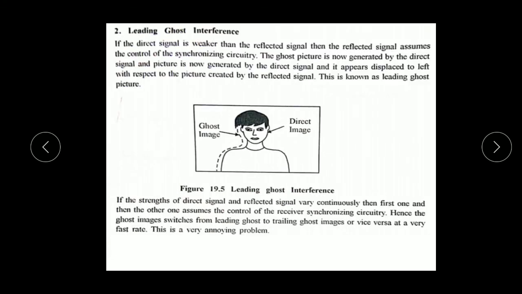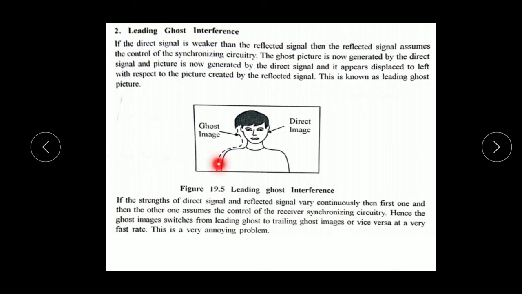Similarly, for the second case, leading ghost interference. In that case, the direct signal is weak compared to the reflected signal. If the direct signal is weaker than the reflected signal, then the reflected signal assumes the control of the synchronizing circuitry. In the previous trailing case, the direct signal is assumed as the synchronizing circuitry. But in this case, the reflected signal is assumed as the synchronizing circuitry. The ghost picture is now generated by the direct signal, and it appears displayed to the left with respect to the picture created by the reflected signal.